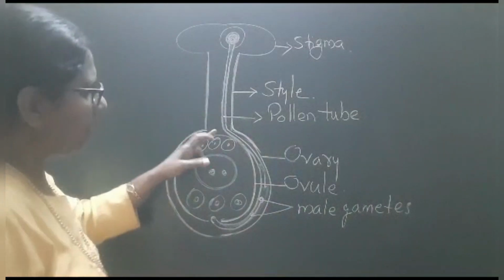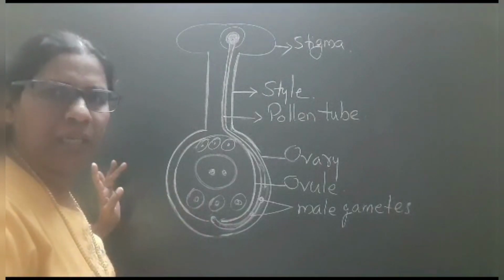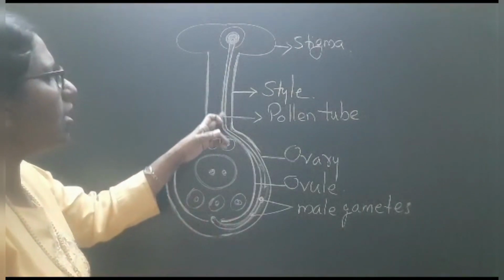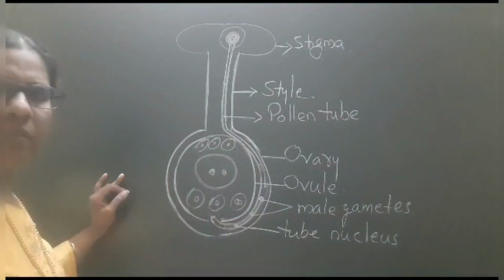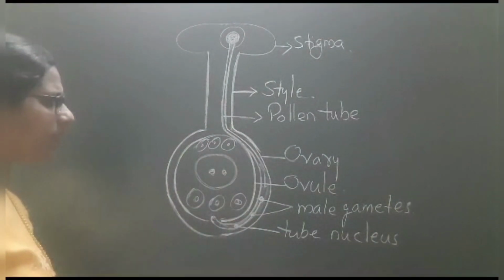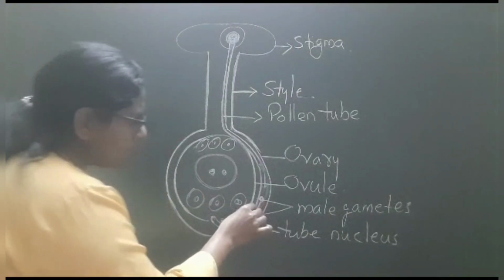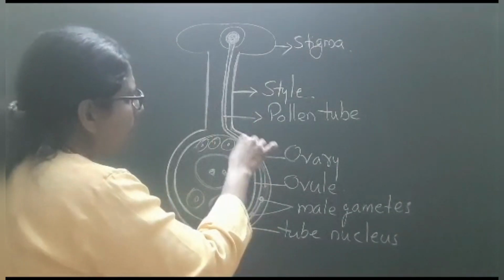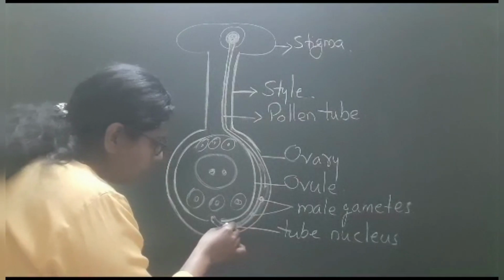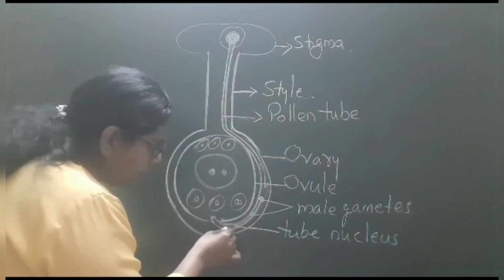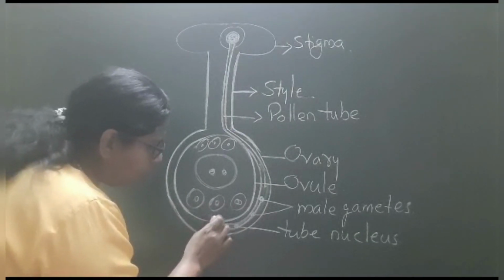This pollen tube will help the male gametes to reach the female gamete. That is the function of this pollen tube. Now I said there are two male gametes. These male gametes are carried by this pollen tube. This pollen tube carries those male gametes to the ovule through an opening.